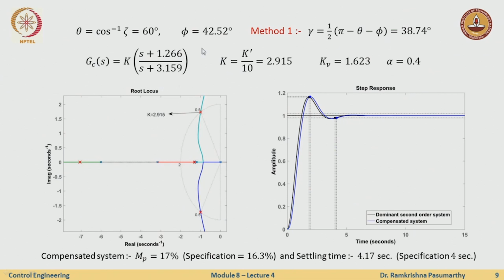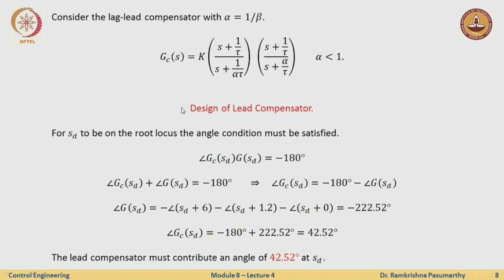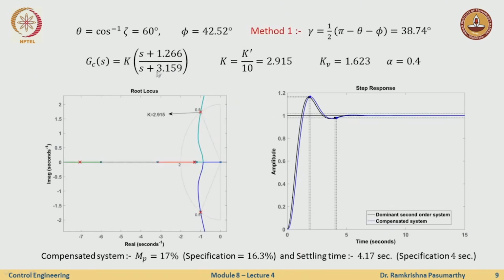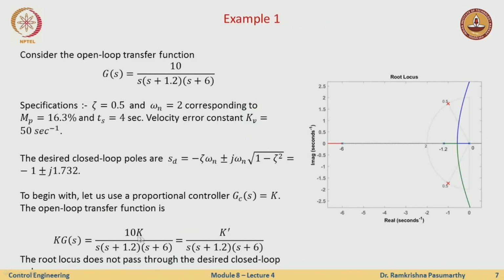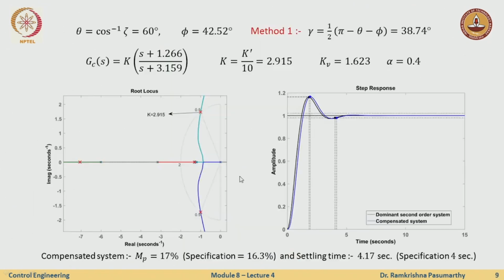And this gives me a compensator which is essentially a lead compensator with 0 at minus 1.2 and a pole at minus 3.15, and all these conditions are satisfied that the pole should be to the left of 0. And the gain at which this occurs on the root locus is k at 2.915, and this gain also includes this factor here, right. So 10k is what we call k prime, and therefore the gain is k prime over 10, and that is 2.915.